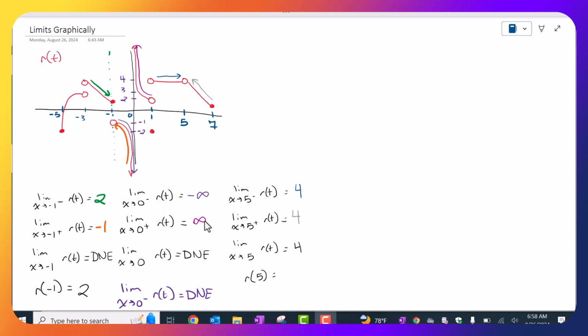And then again, just to practice checking a function's value, at r of 5, we have an open dot. Our function is undefined. We don't say a function value does not exist. We say a function value is undefined. Okay, and that's finding limits graphically.